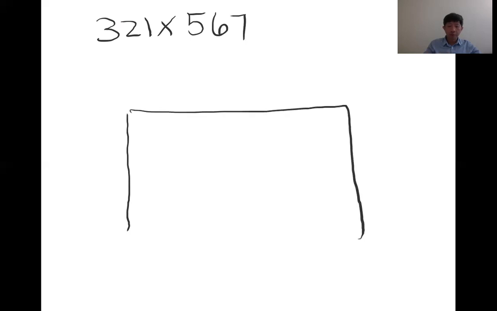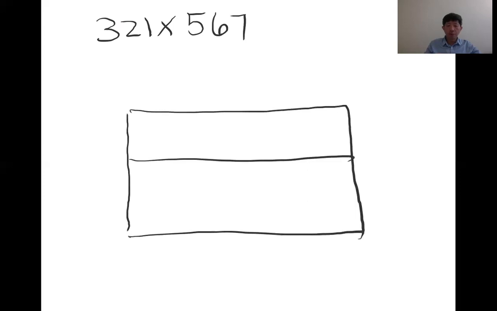All right. Again, here we want to create a table. We make a table like this because it's 3-digit times 3-digit.